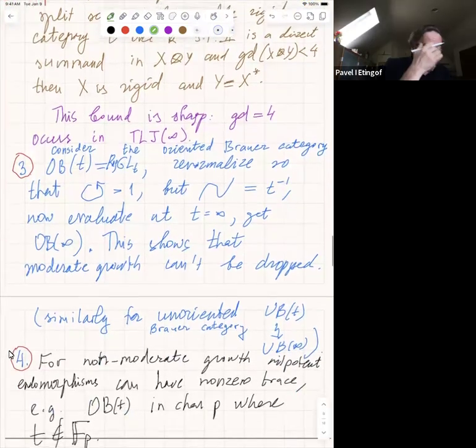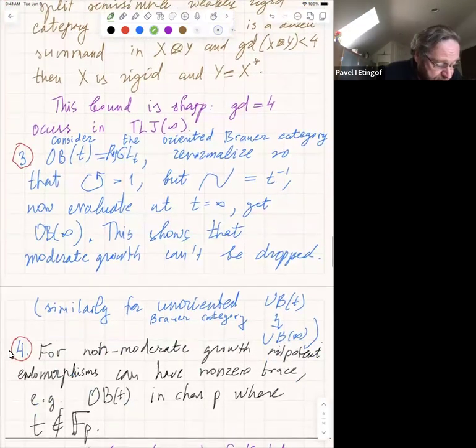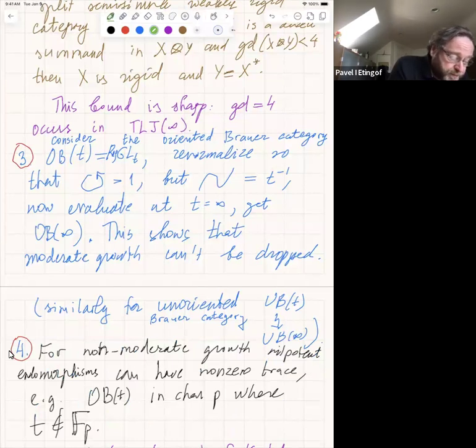A similar example is the unoriented Brauer category corresponding to interpolation of orthogonal groups. This is Rep O_t in Deligne's language. We can similarly degenerate it to the category UB(infinity). That's another example of such a category of non-moderate growth, but braided, which is only weakly rigid, but not rigid.